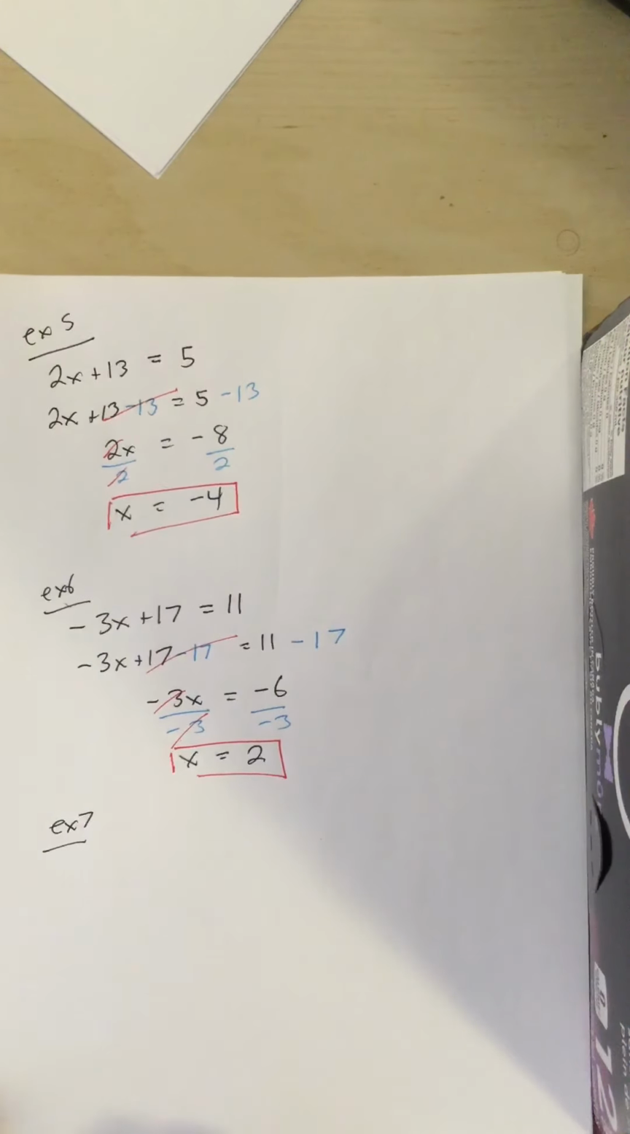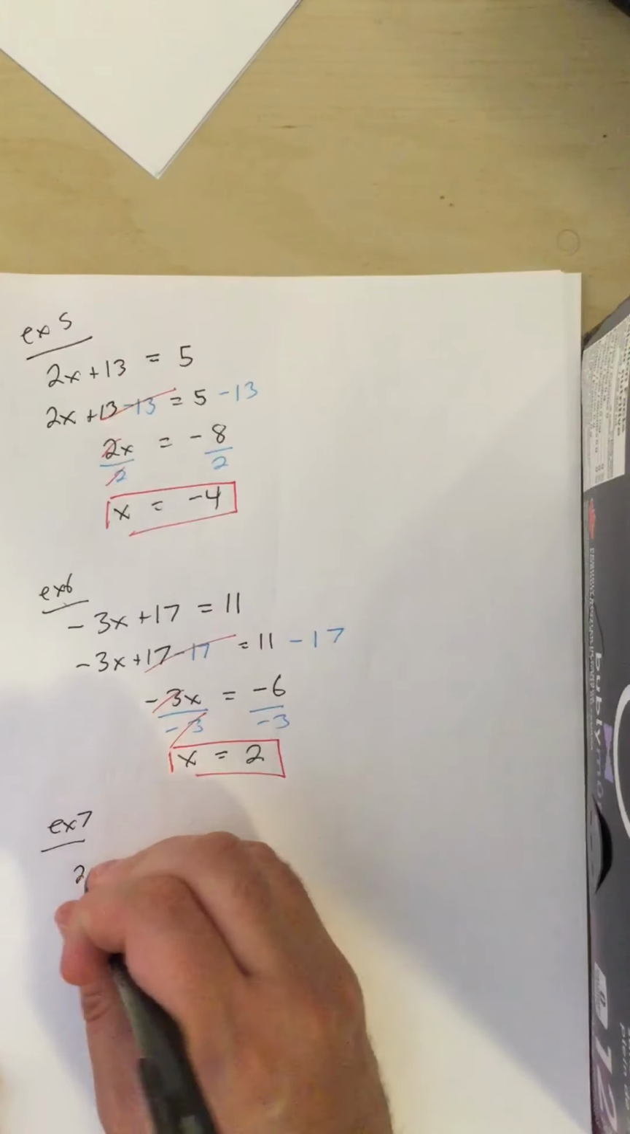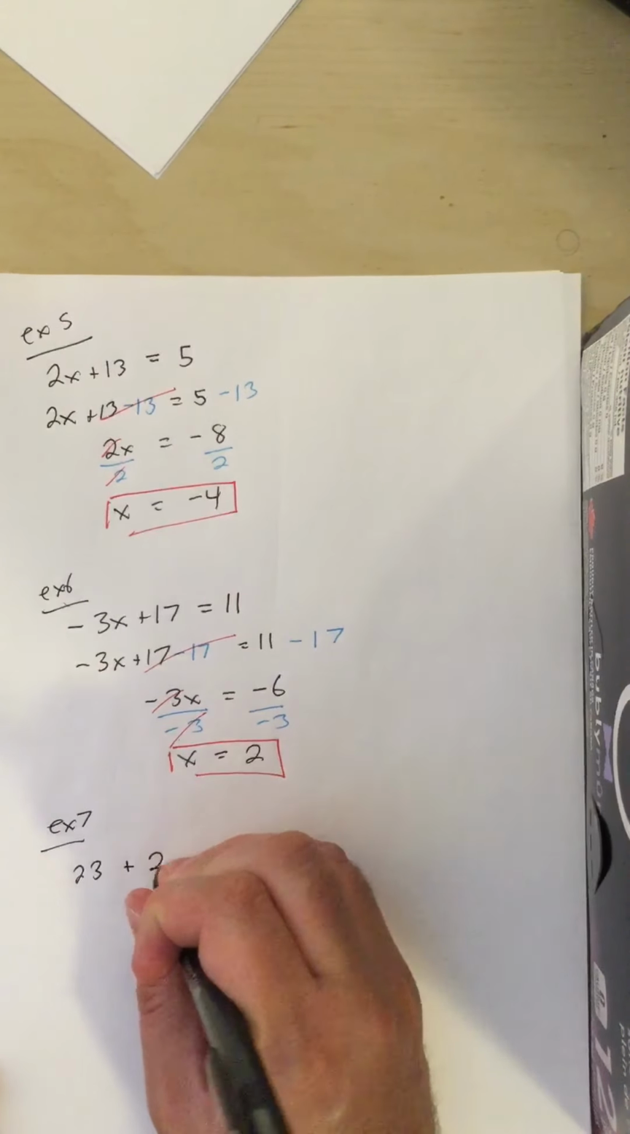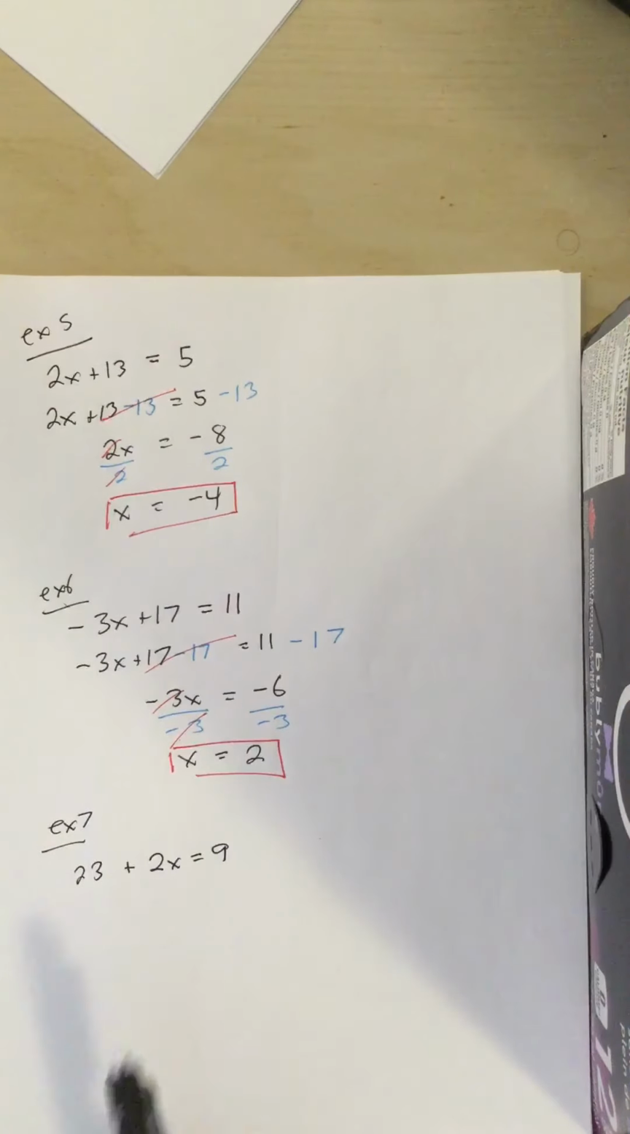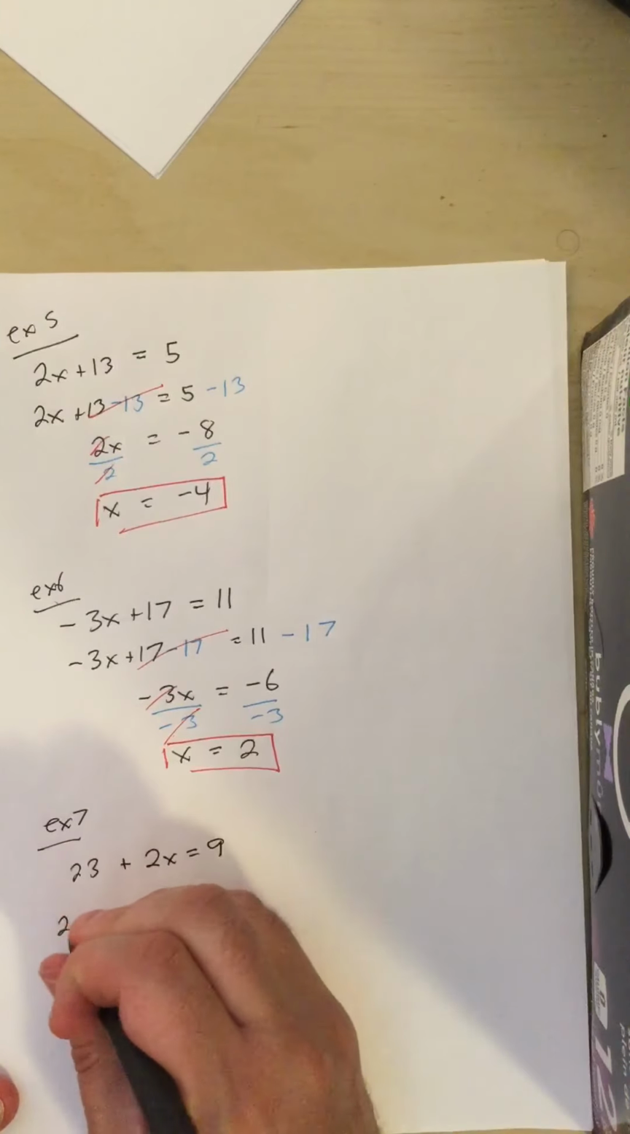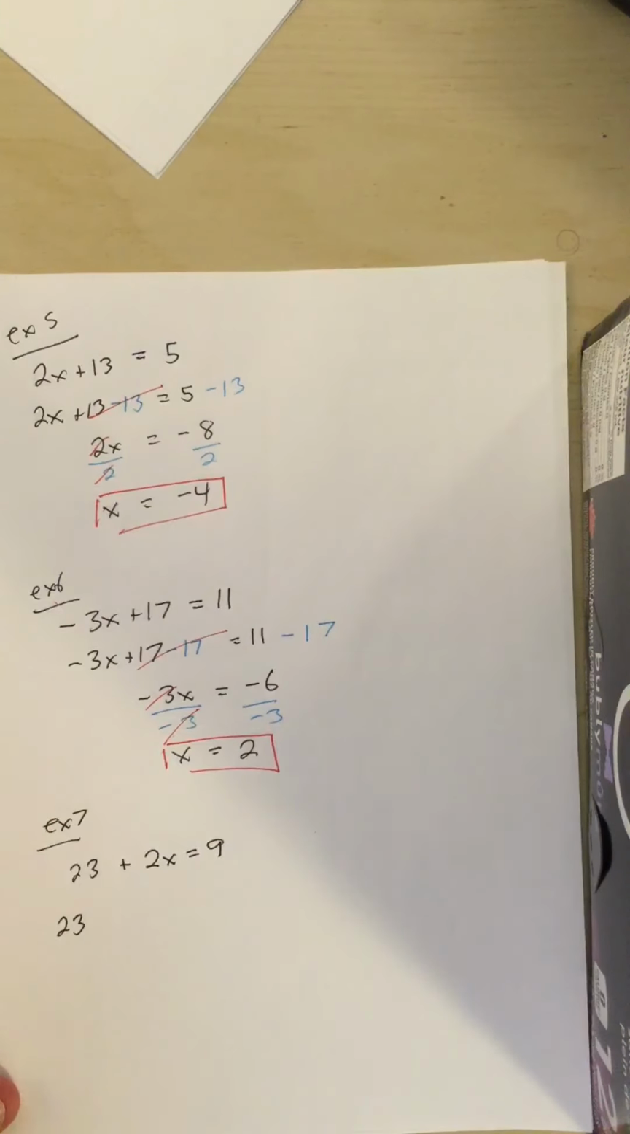Continuing on, example 7. So 23 plus 2x equals 9. So here the x is second. And it doesn't make a difference still. We can actually put those blue things in the middle of the line.